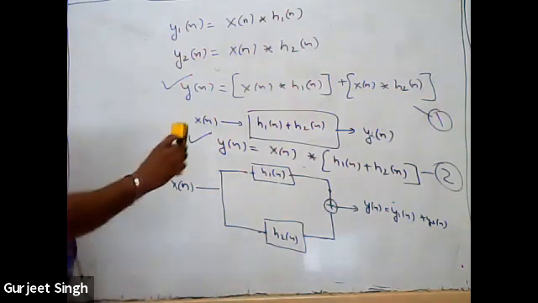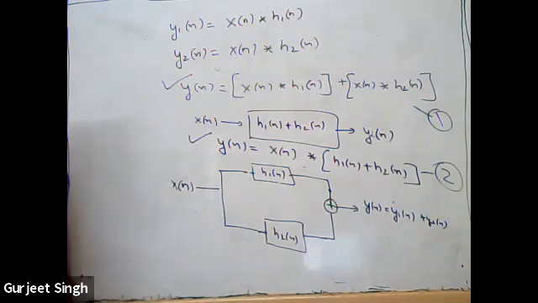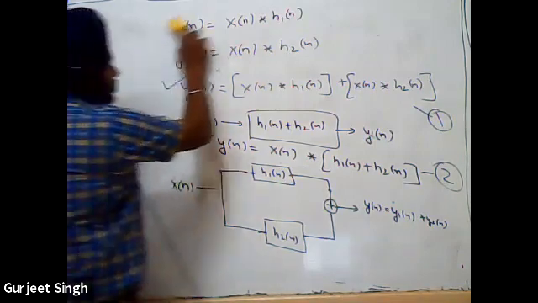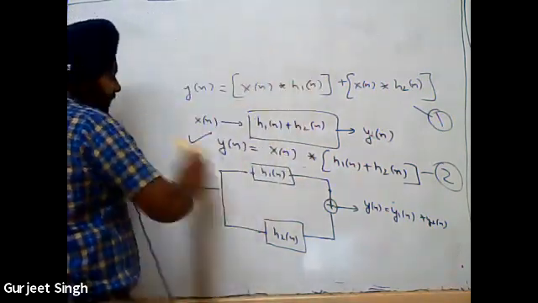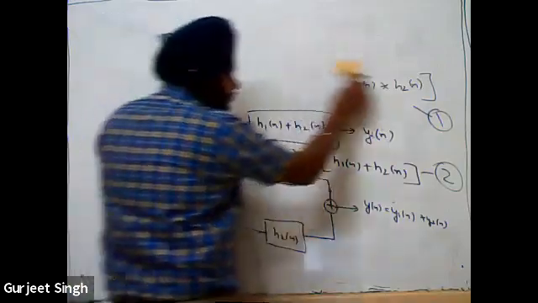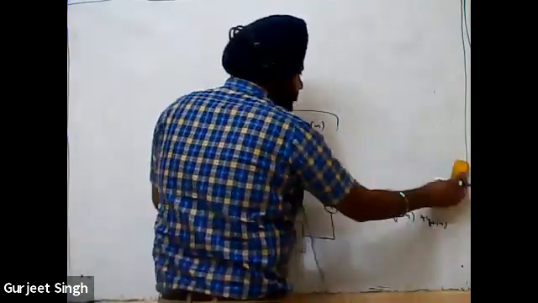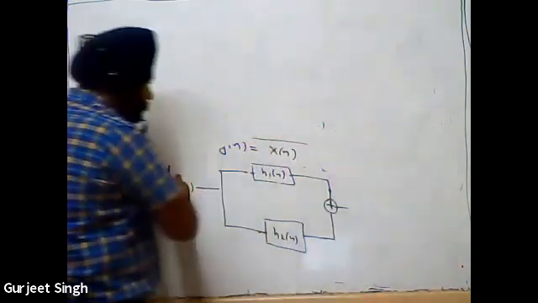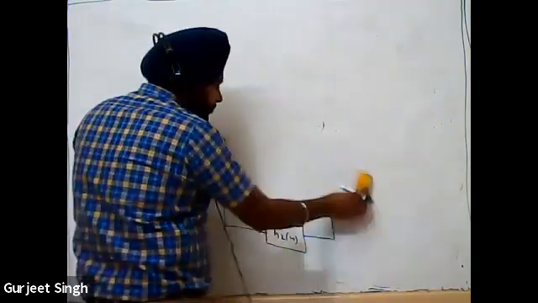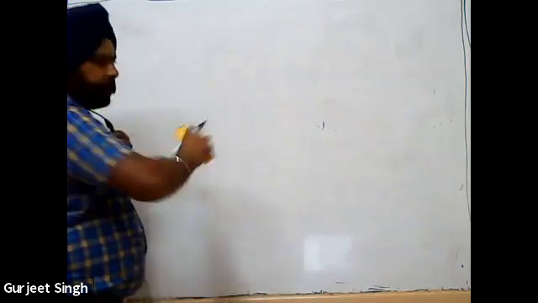So this is the distributive, second property of the LTI system. First one is the commutative property, second one is the distributive property. According to this distributive property, the parallel system is replaced by the single system, and the impulse response of this single system is the addition of the impulse responses of the two systems. So the second property, the distributive property, is over.